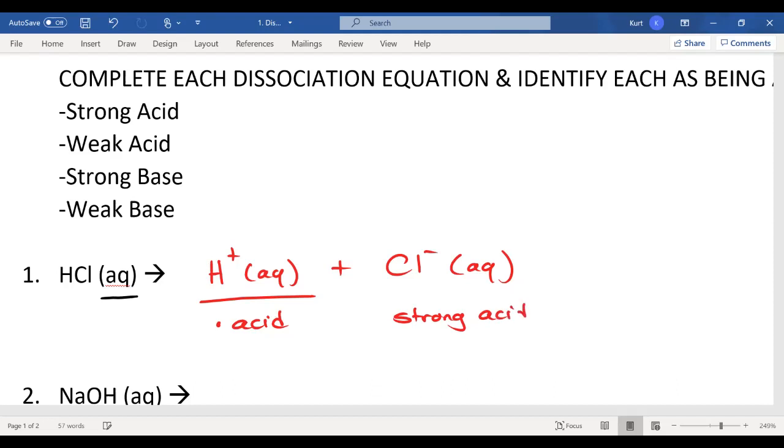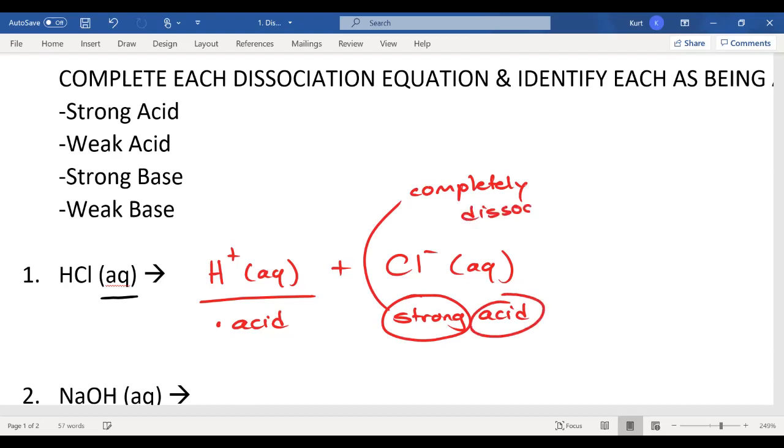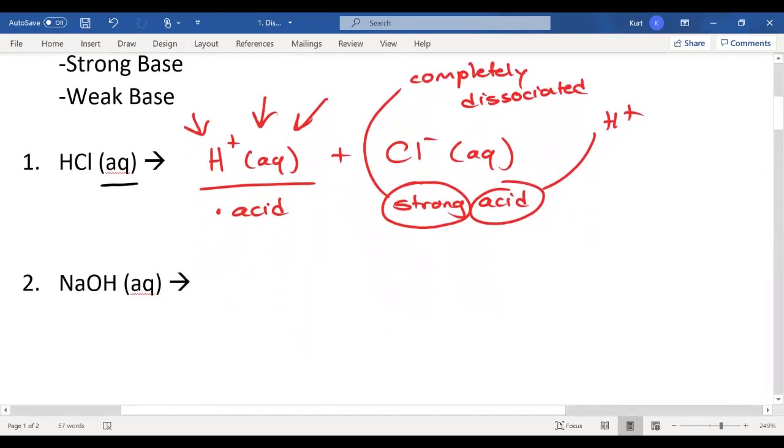I know that because it completely dissociated. The strong means it completely dissociated. If you don't know what I mean by that, wait till I get to a weak one. You'll see what I mean. And then an acid part simply means it had the hydrogen ion, which is right there. So let's just do a few more. We can go through all these.